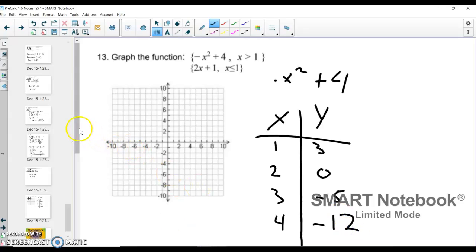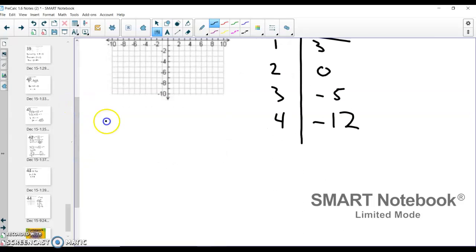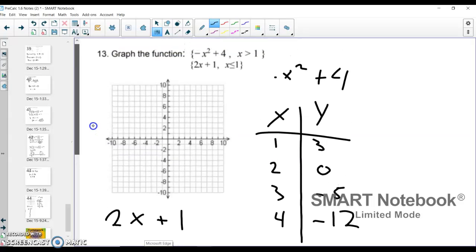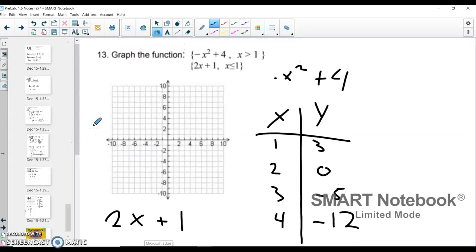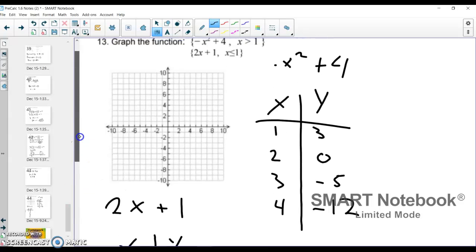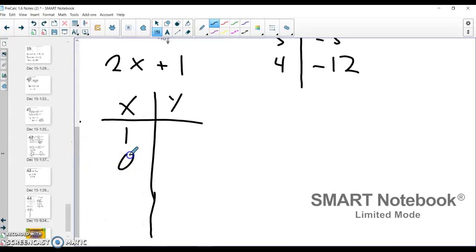Now I'm going to make my xy table for the other function, which is 2x plus 1. Again, I'm going to choose my x's according to the domain that this function can get graphed on, which is x less than or equal to 1. So again, I'm going to include 1 in this and then anything less than it. So 0, negative 1, negative 2.